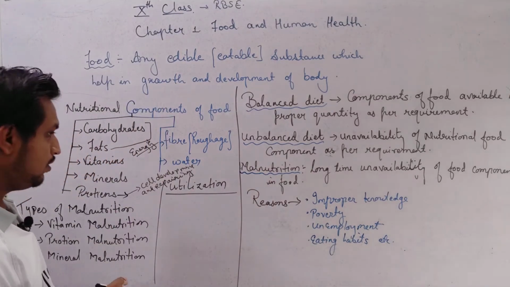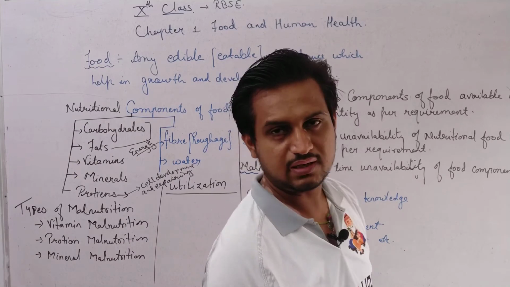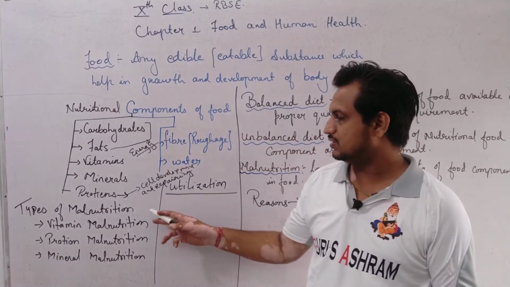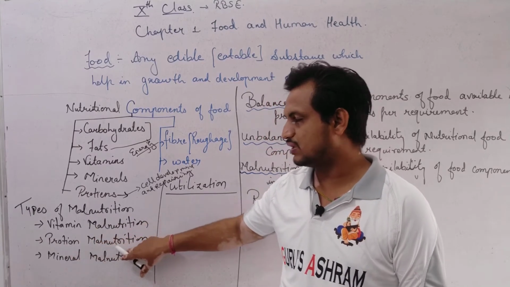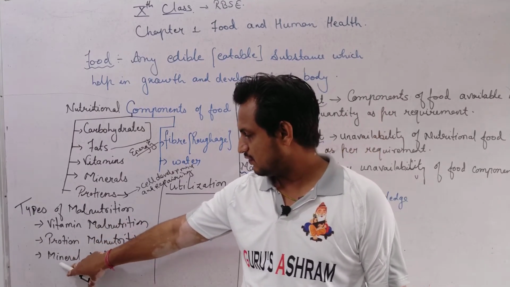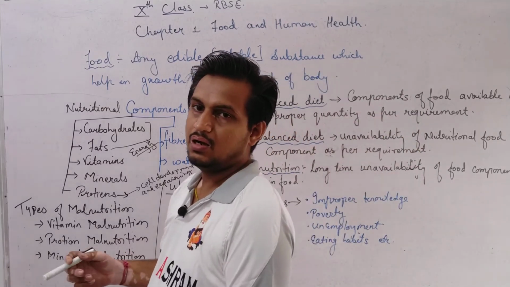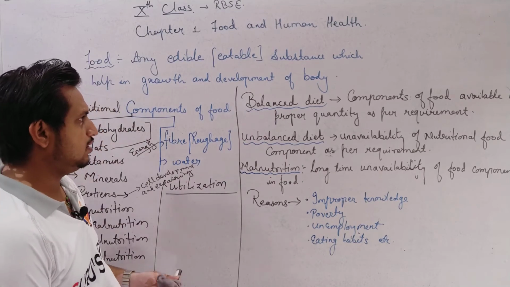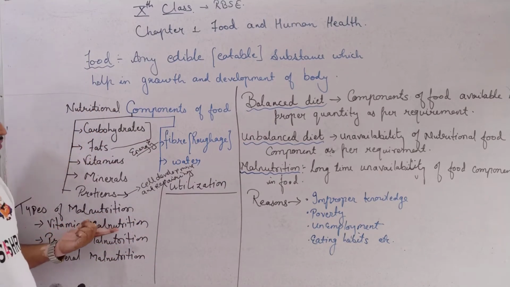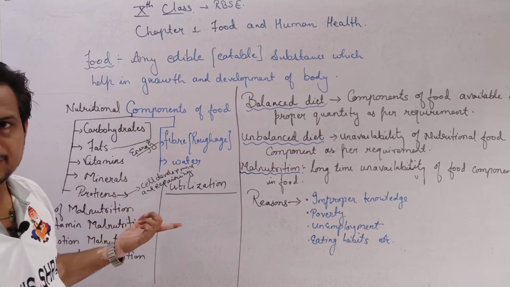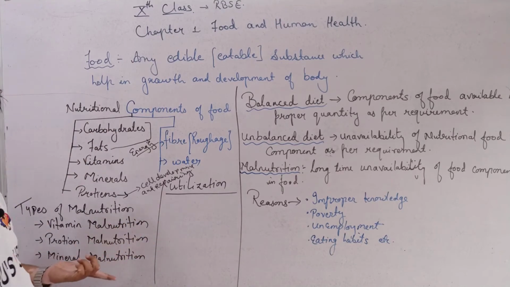Okay, now we are continuing with types of malnutrition. First is vitamin malnutrition, second one is protein malnutrition, and third one is mineral malnutrition. Now, the first topic of our malnutrition is vitamin malnutrition. But first of all, take your time for these notes. Okay, so be fast.